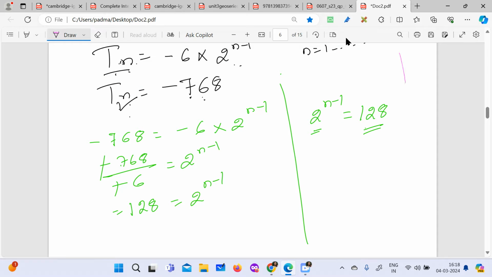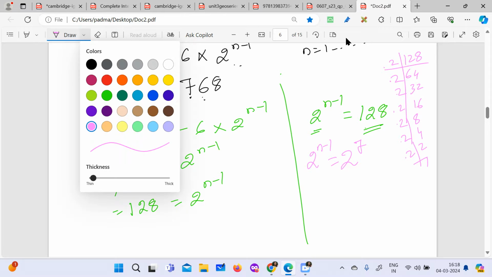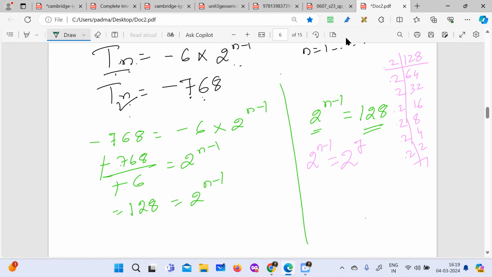Okay, so this you have studied in index notation. You can use your calculator as well here, but avoid using a calculator wherever possible. See, 1, 2, 3, 4, 5, 6, 7. So I will write 2 to the power of n minus 1 equals 2 to the power of 7. Until here it is clear to you? I made the bases same. Until here it is clear?